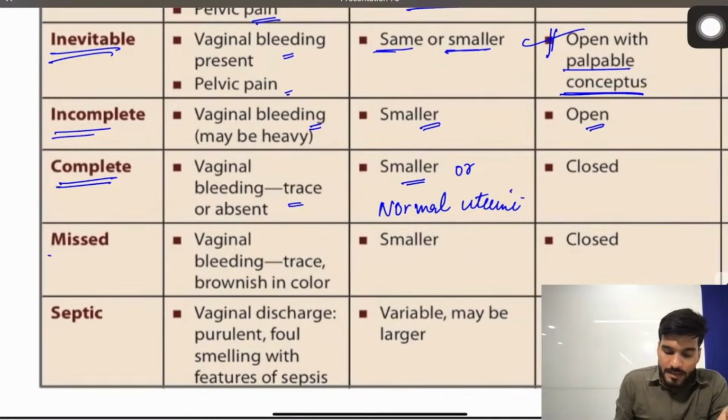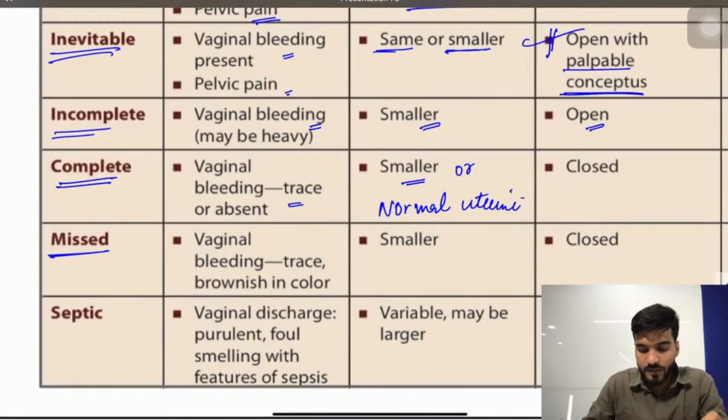If we talk about a missed abortion, sir, missed abortion: vaginal bleeding, trace or brownish in color.